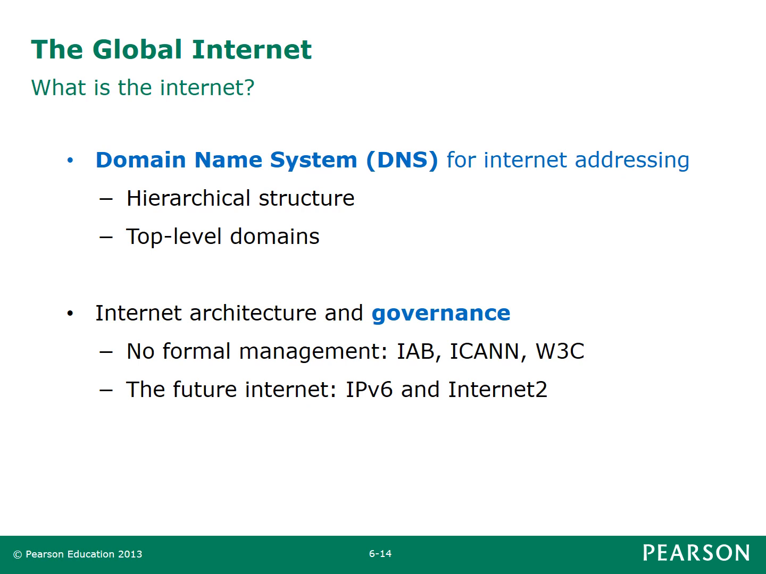DNS has a hierarchical structure. At the top of the DNS hierarchy is the root domain. The child domain of the root is called a top level domain, and the child domain of a top level domain is called a second level domain. We will explain more about the domain names hierarchy in the next slide.